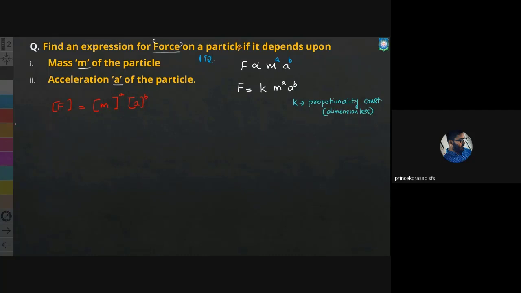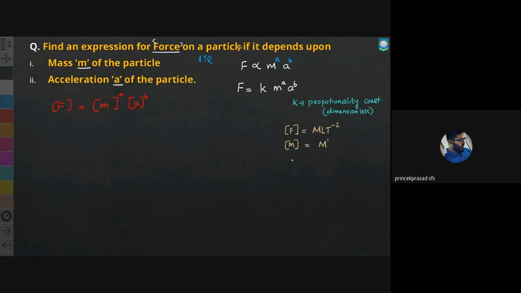Is this much clear? Yes or no? Now do one thing. What you can do is simply substitute the dimensions. What is the dimension of force? M L T raised to minus 2. What is the dimension of mass? Only M, or I can write M raised to 1.